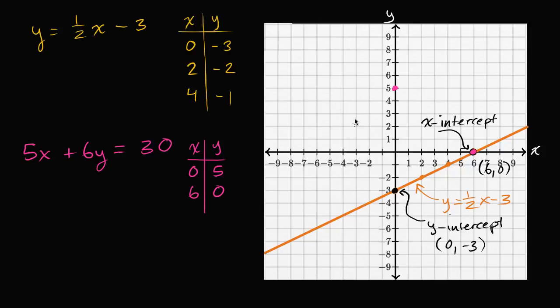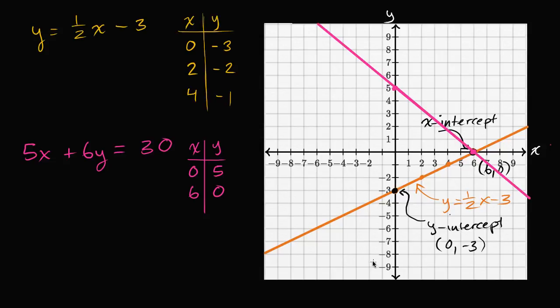And then the actual line that represents the x and y pairs that satisfy this equation is going to look like this. It's going to go through those 2 points. And I can make it go the other way too. It's going to go through those 2 points. And so it's going to look something like that.